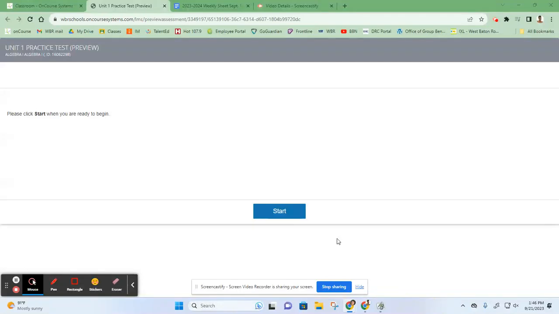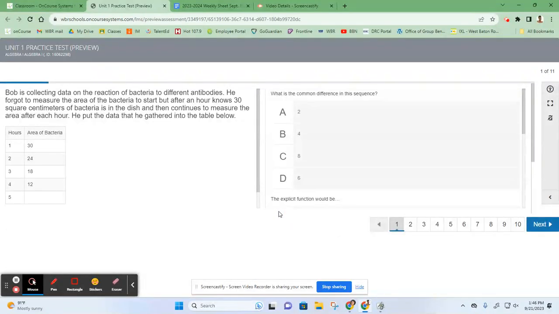Right, so this is your Unit 1 practice test. Bob was collecting data on the reaction of bacteria to different antibodies. He forgot to measure the area of the bacteria to start, but he knows that after an hour, there are 30 square centimeters of bacteria in the dish, and continues to measure below.